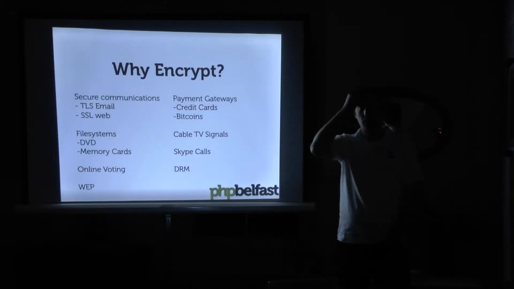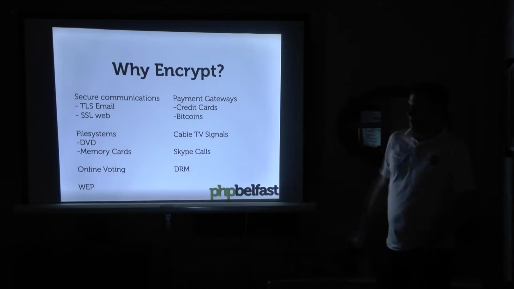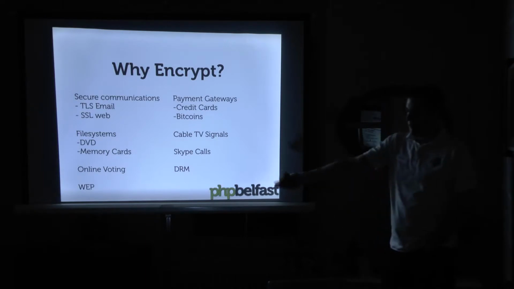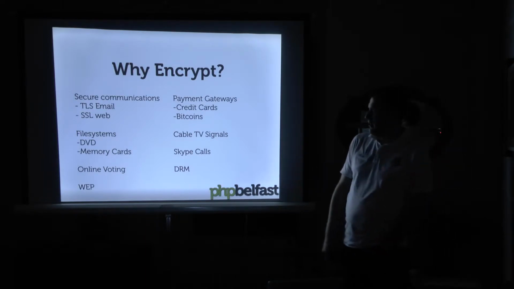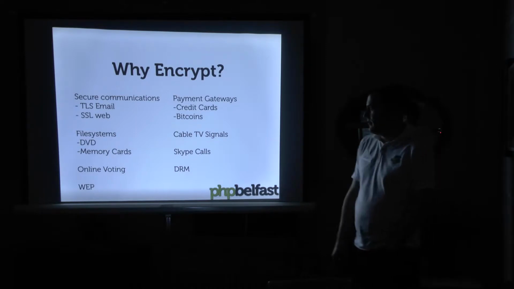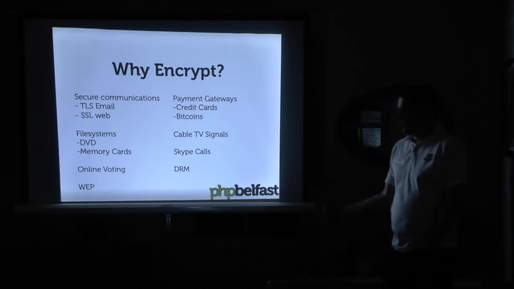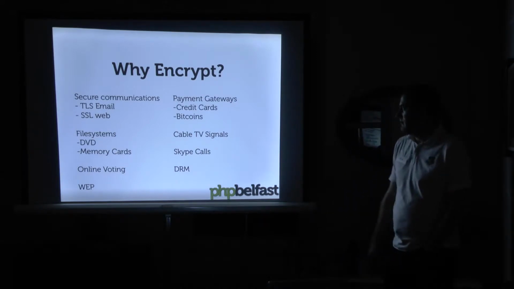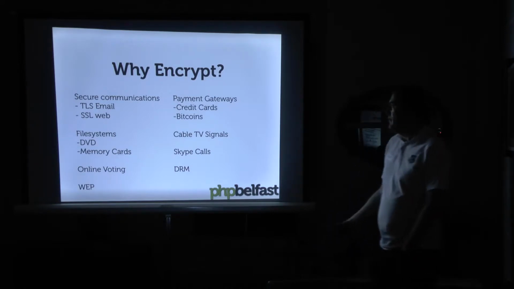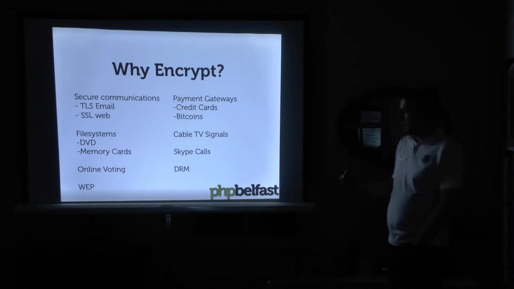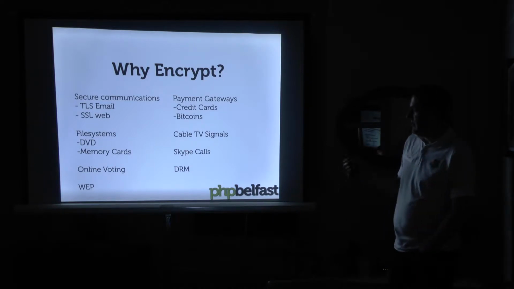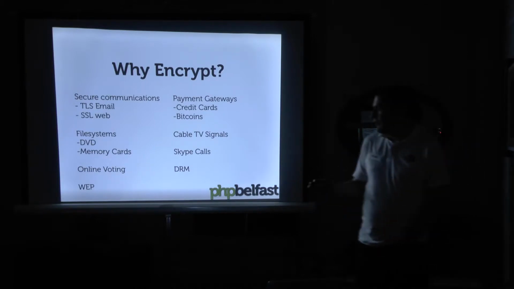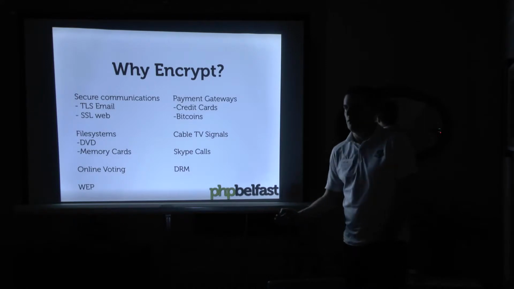So, why do we encrypt stuff? Secure communication is probably the number one reason, and it's why encryption was invented, for sending information between two states. TLS, email, SSL, HTTPS on the web, very common. Your file systems, so your DVDs, which has got shit encryption. Memory cards, online voting apps, pretty poor encryption example too. Payment gateways, your credit cards, bitcoins, a little bit more new and relevant. Your cable TV, Skype, DRM, all those things all involve cryptography and encryption. So it's not just about storing passwords.